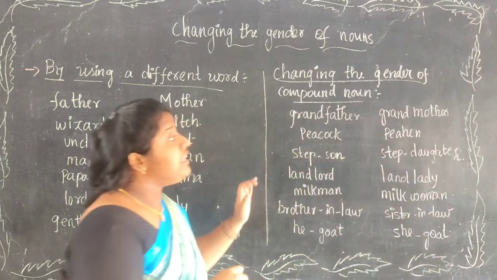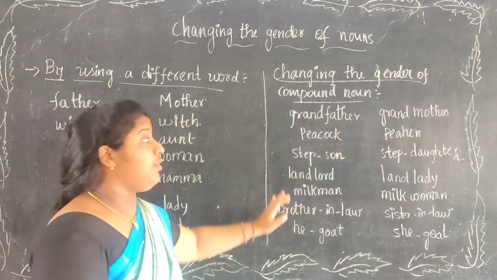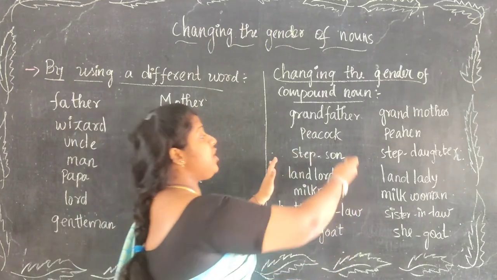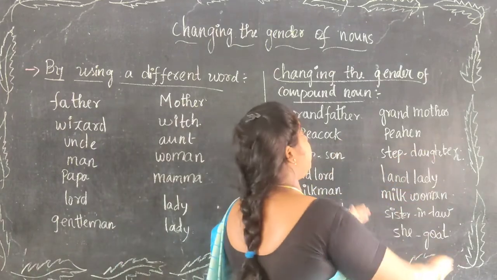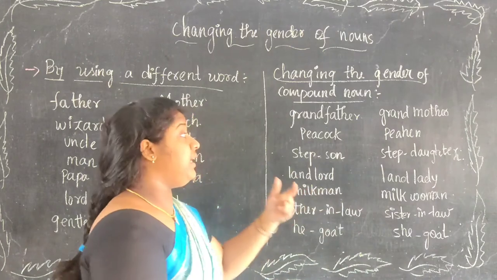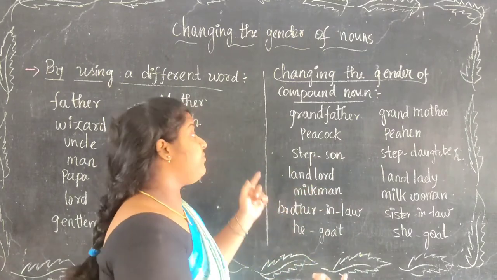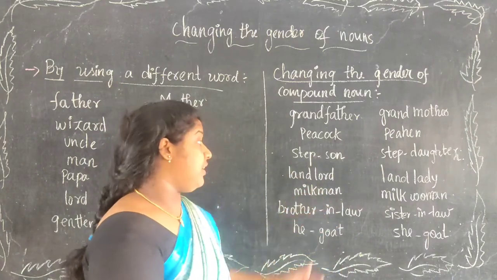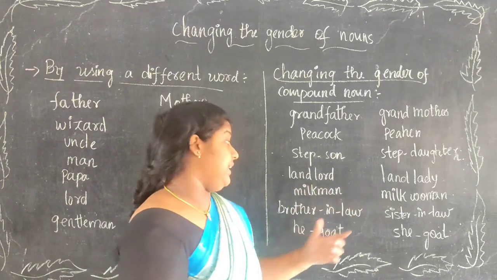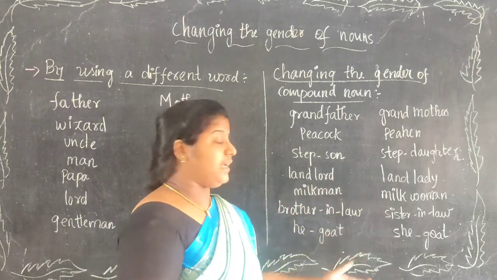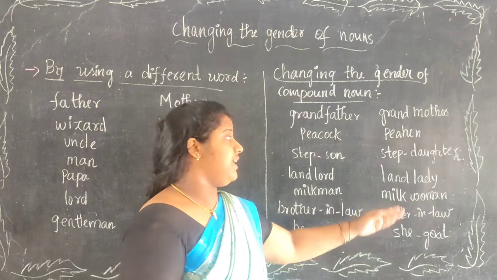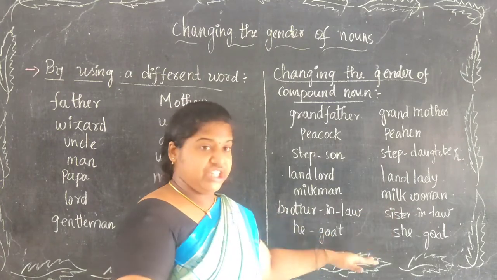See, from the beginning, this is the changing of gender of compound nouns. These are all compound nouns. Okay, this is the column for masculine and this is the column for feminine. Grandfather, grandmother, peacock, peahen, stepson, stepdaughter, landlord, landlady, milkman, milkwoman, brother-in-law, sister-in-law, he goat, she goat.